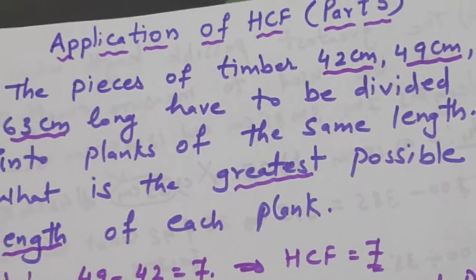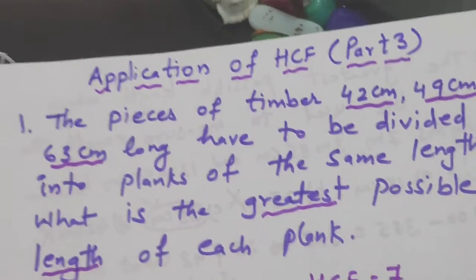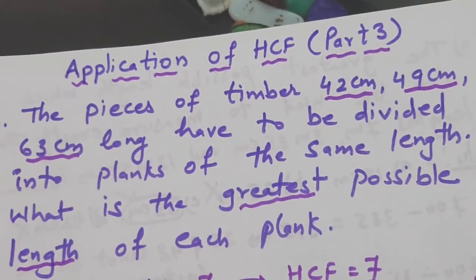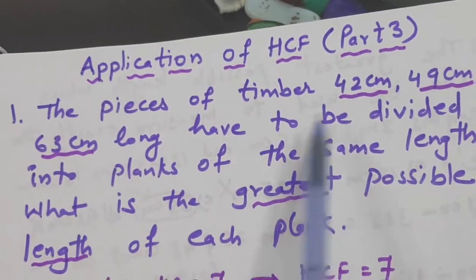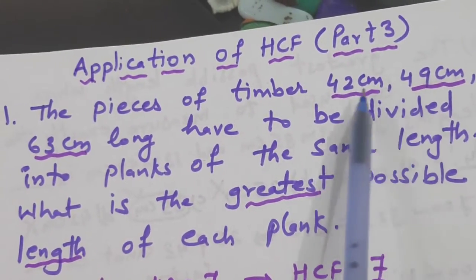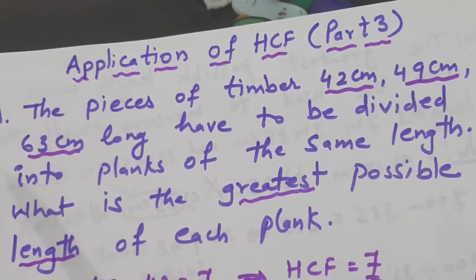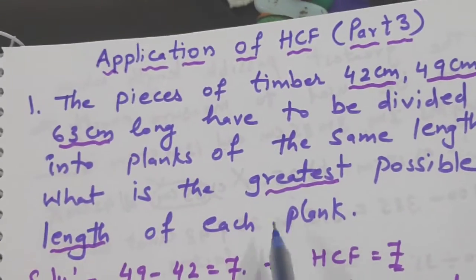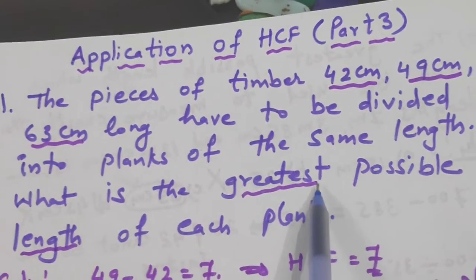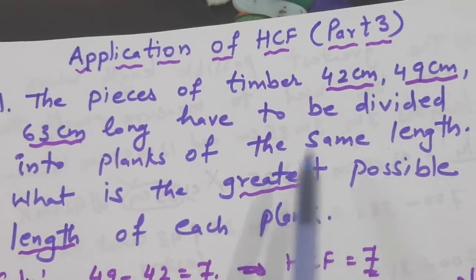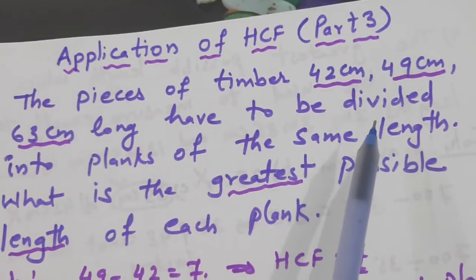So here what you need to do is keep your eyes like Arjuna on your target. And what is your target? Only these three numbers, 42, 49, 63 and greatest. Greatest means HCF you need to find, right? So we have learned the easiest method.